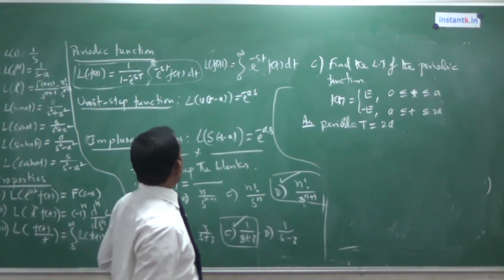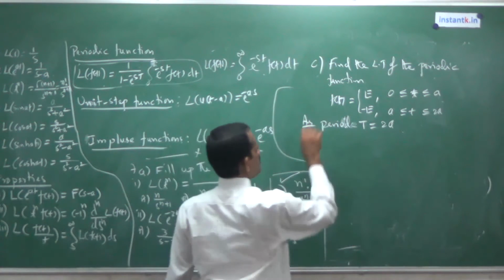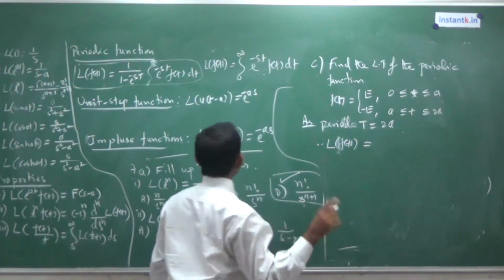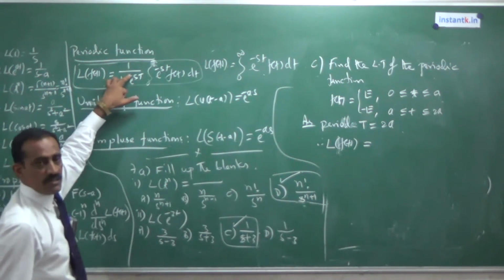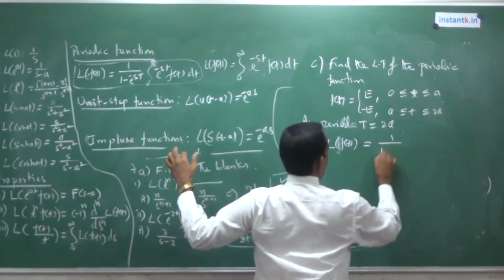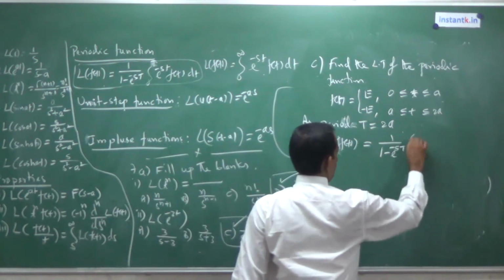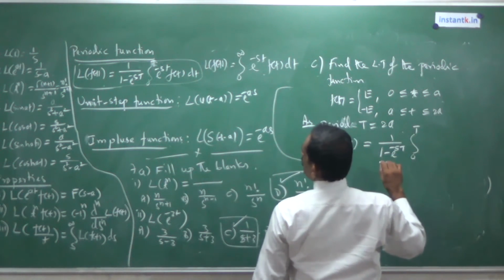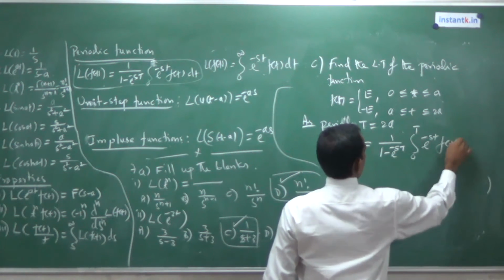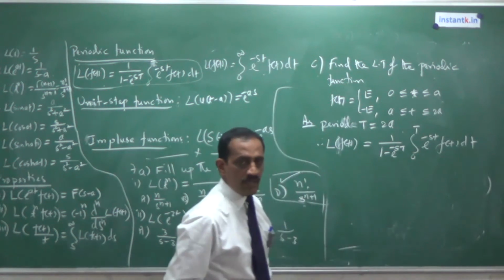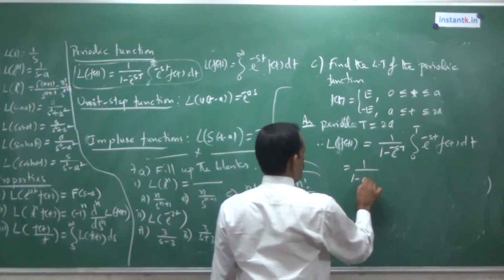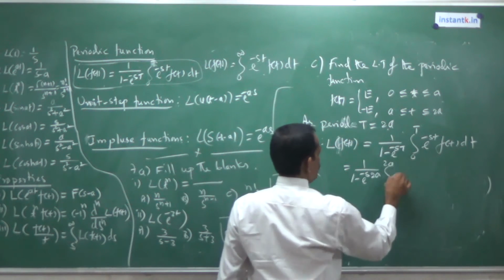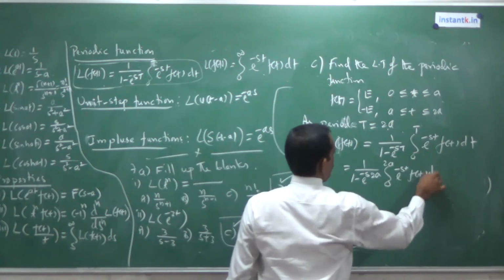If it is a periodic function, how to get the Laplace transform? That formula must be remembered. The Laplace transform of a periodic function is 1 over 1 minus e power minus sT, where capital T is the period, times the integral from 0 to capital T of e power minus st into f(t) dt. This is the formula. Write the value of capital T: 1 over 1 minus e power minus 2as, times the integral from 0 to 2a of e power minus st into f(t) dt.